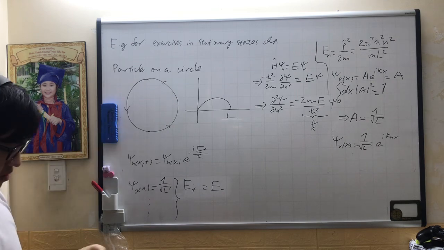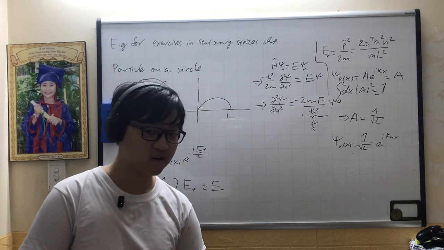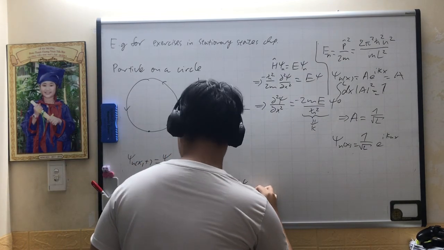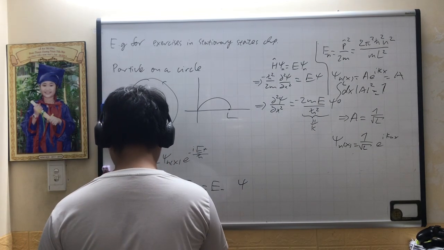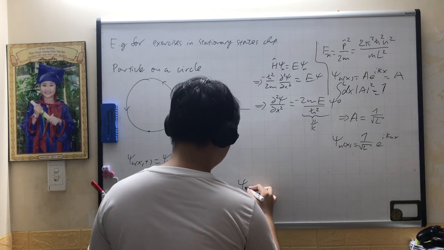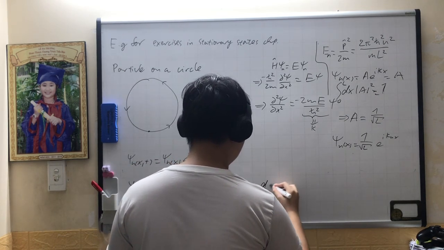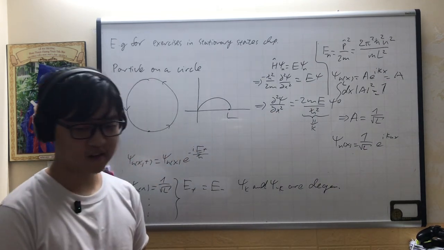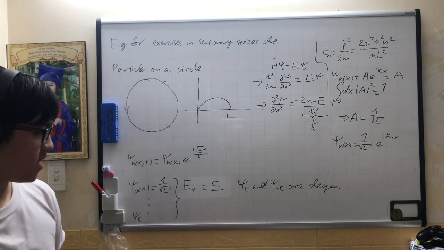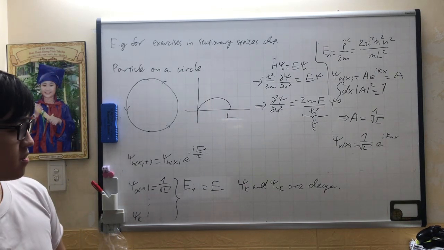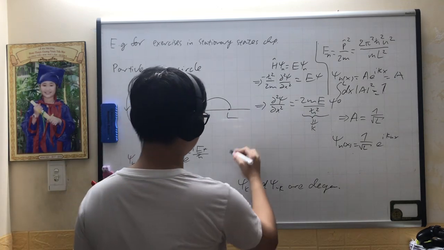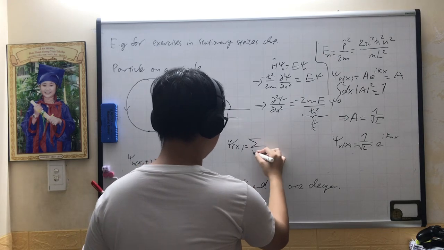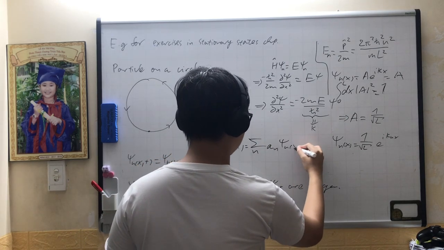And this signifies a degeneracy. So you can say that psi k and psi minus k are degenerate, meaning that they have the same energy, and that would apply for any periodic psi. So with any periodic psi, you can write this as that.